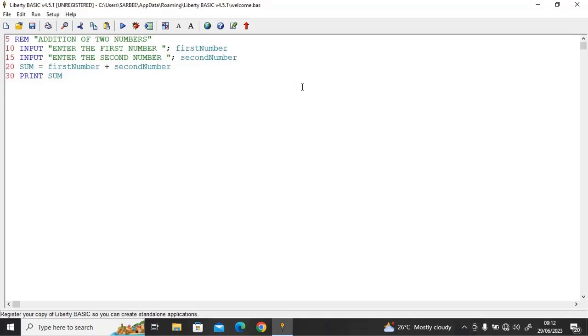Now the other one, I want you to try this on your own. You're going to write a basic program to multiply two numbers. Say this one is multiply. Pause the video, try it on your own. Let me see how you go about it. So, multiply of two numbers.